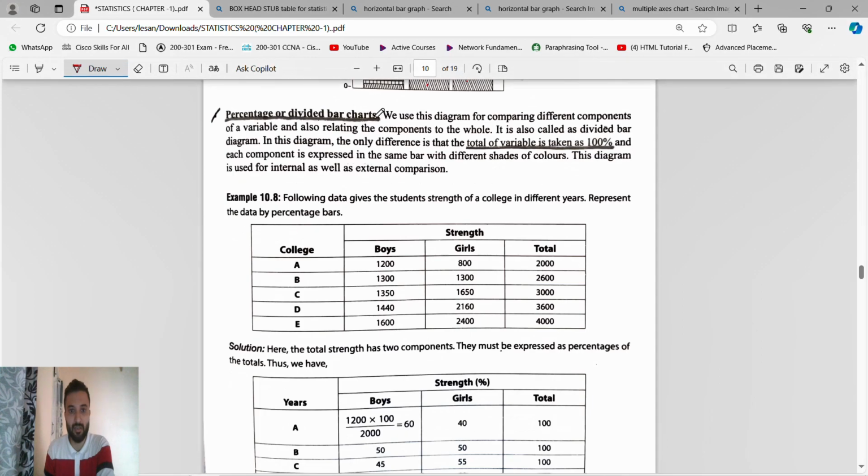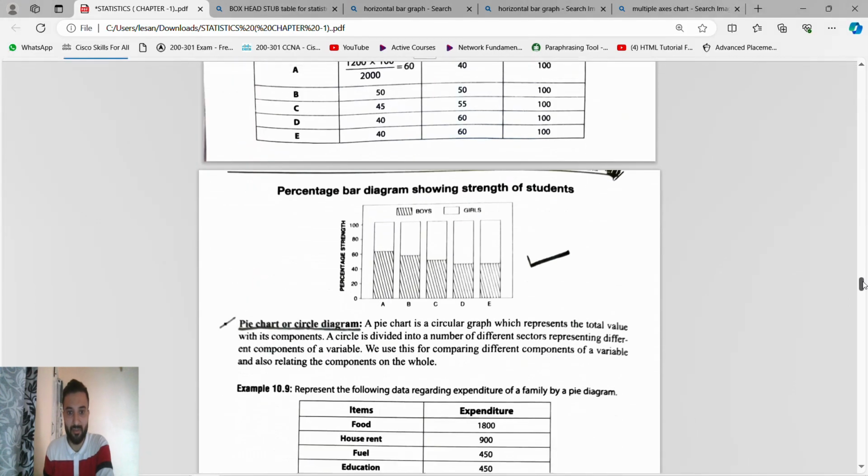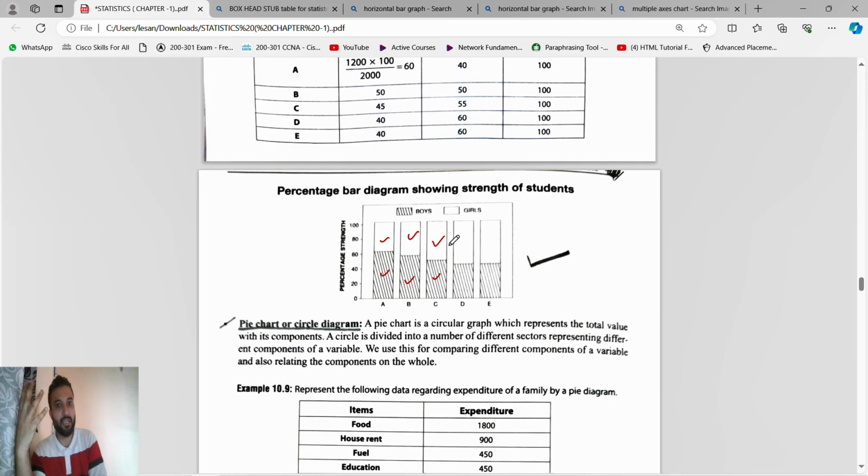Next is the percentage or divided bar chart. The total variable is taken as 100 because it is a percent. For suppose class A, this much percent of boys, this much percent of girls. Class B, this much percent of boys, this much percent of girls. Class C, the same. So in percentage, we have one variable and in that we have two characteristics. So we can keep percentage of boys, girls, men, women, like that, fail, pass.